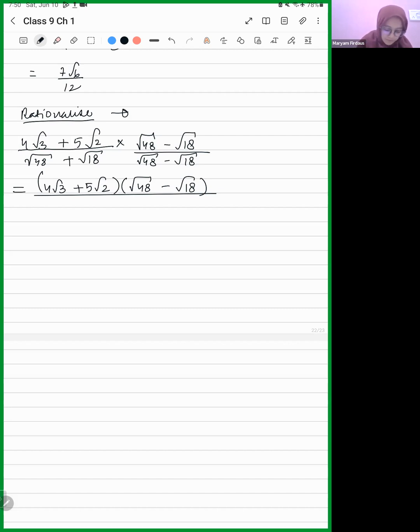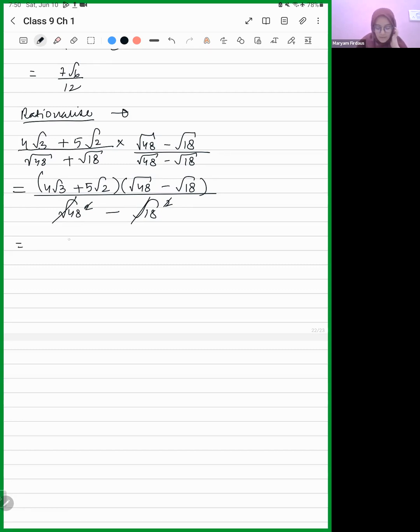Actually, you don't have to solve for root 48 right now. Once you do this in the denominator, like this one, you obviously have to solve, but the denominator is going to be rationalized by itself. So you don't have to expand the denominator right now. You can just do the identity part: root 48 square minus root 18 square. And 48 minus 18 is 30.